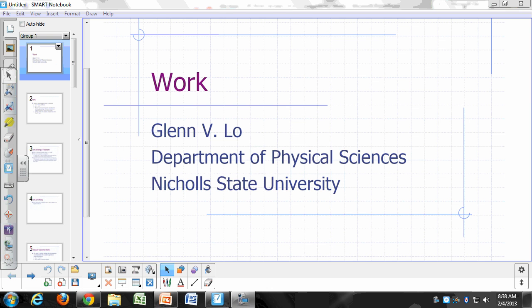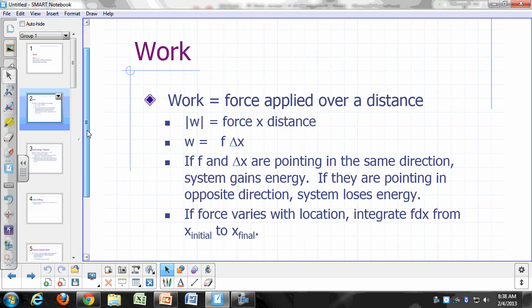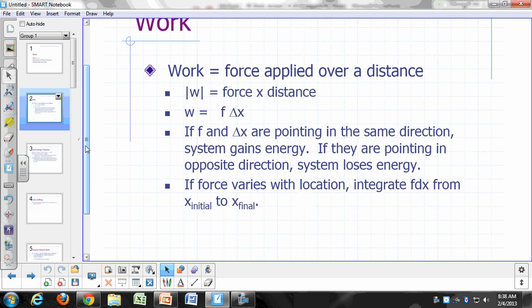Alright, so last time we talked about heat. So today we'll start talking about work, the other way that you transfer energy. Okay, so what's work? Work is defined as force applied over a distance. So if you apply a constant force on an object and it moves a certain distance d, then the magnitude of the work is just the value of the force times the distance.